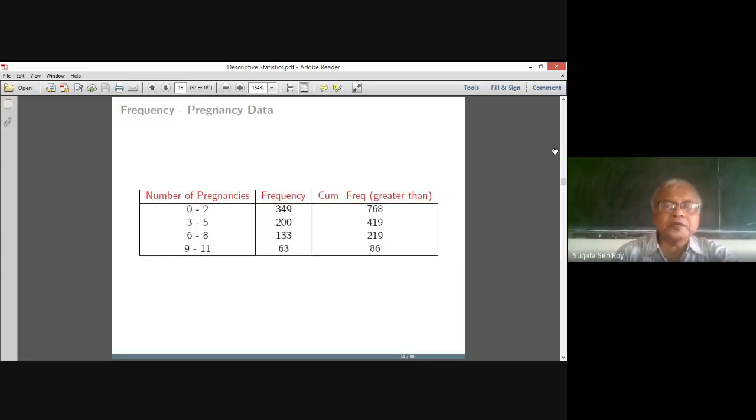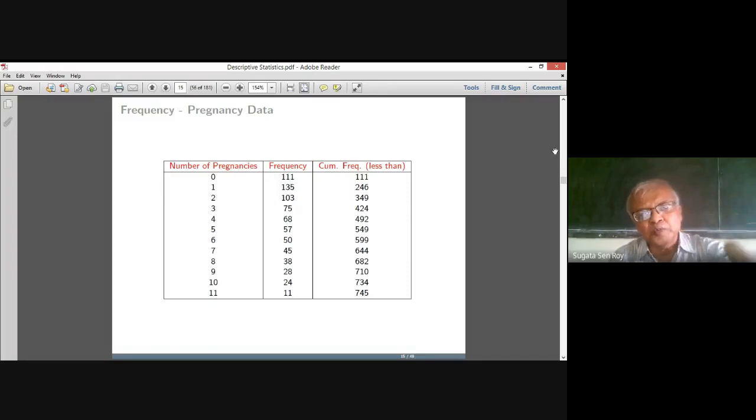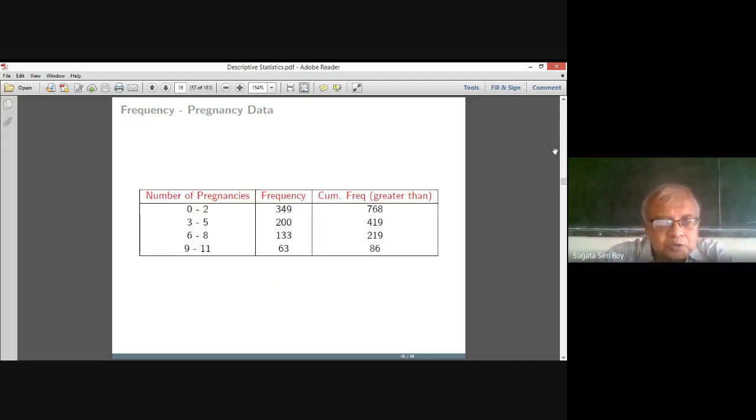And when you have frequency type of data, if there are too many numbers, so it's 0 to 11, too many classes to do that. There are 12 classes to look at. So instead what we do is we can group them. So instead of looking at 0, 1, 2, all the numbers, we can look at number of pregnancies between 0 to 2, and that's the total frequency in this group.